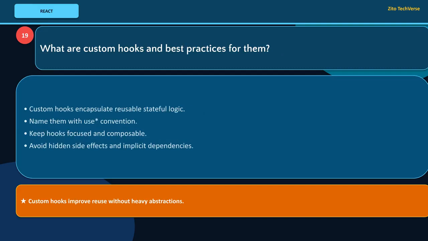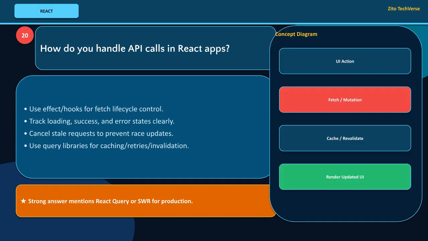Question 19. What are custom hooks? Custom hooks are a pattern to encapsulate and reuse stateful logic across components. Always use the use prefix to ensure proper linting. Keep them focused on single responsibilities to ensure they remain composable and free from hidden side effects. How do you handle API calls in React?